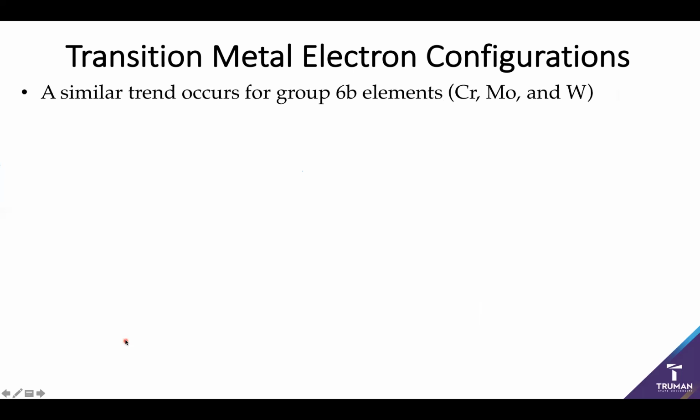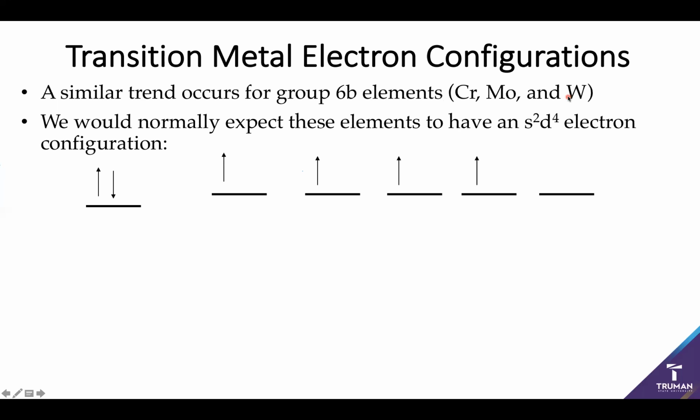Now, there's a very similar, essentially little brother to this, and those are the group 6B elements. So this is going to be chromium, molybdenum, and tungsten. These often show up in a fair bit of interesting chemistry. However, for our purposes, what we're really going to be looking at is their electron configuration. So we've got 6 valence electrons in this case, which means we'd expect this to form s2d4.